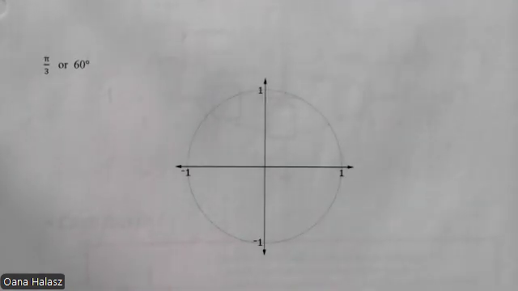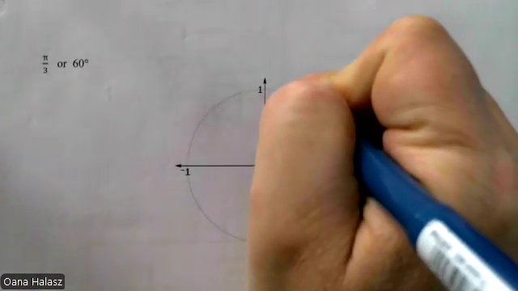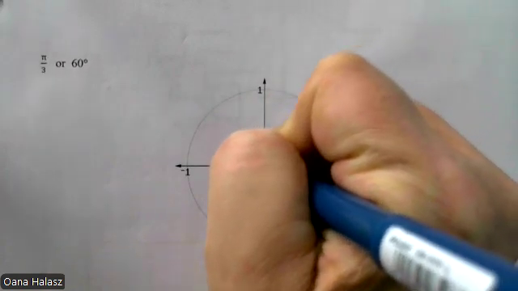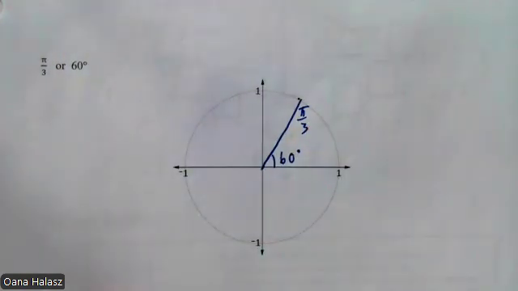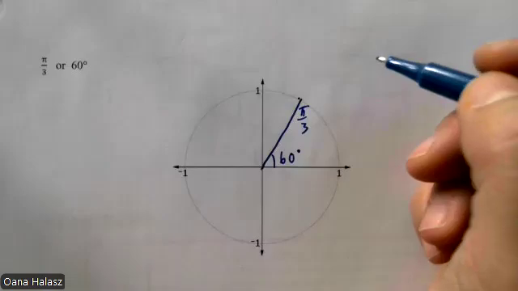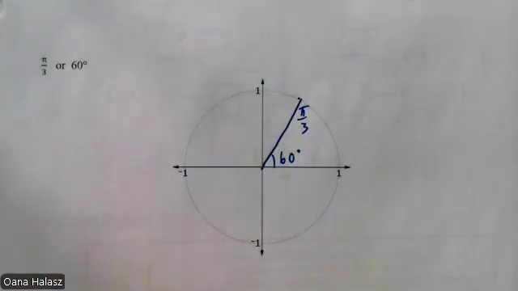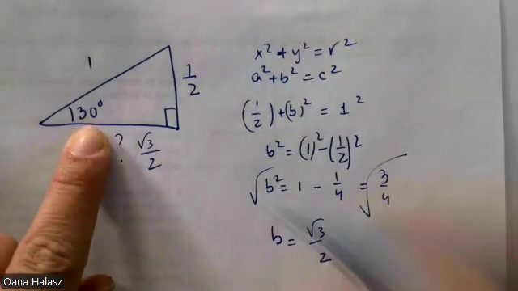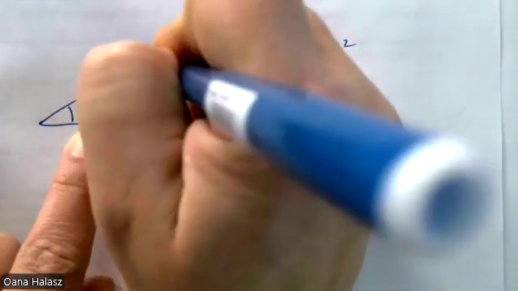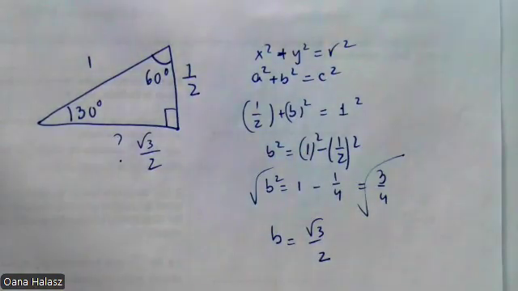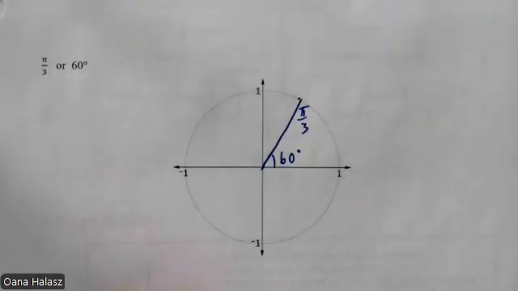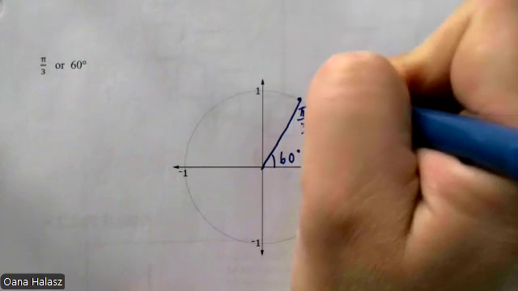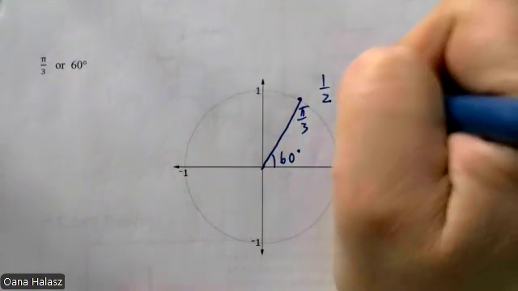Family of pi over 3. Pi over 3 is 60 degrees. And the 60 degrees values are pretty much the same as your 30-degree values because this is the angle right here, the 60. So they're just switched around in terms of the opposite and adjacent, right? So your point will be 1/2, comma, square root of 3 over 2.